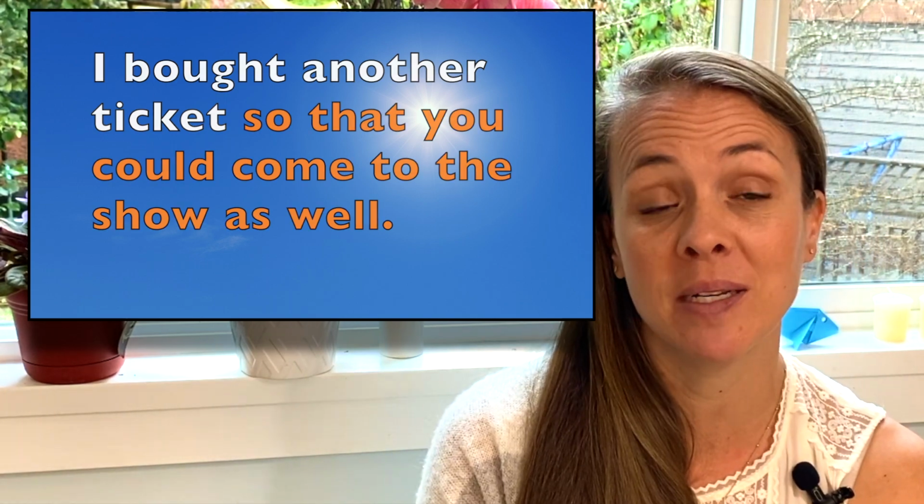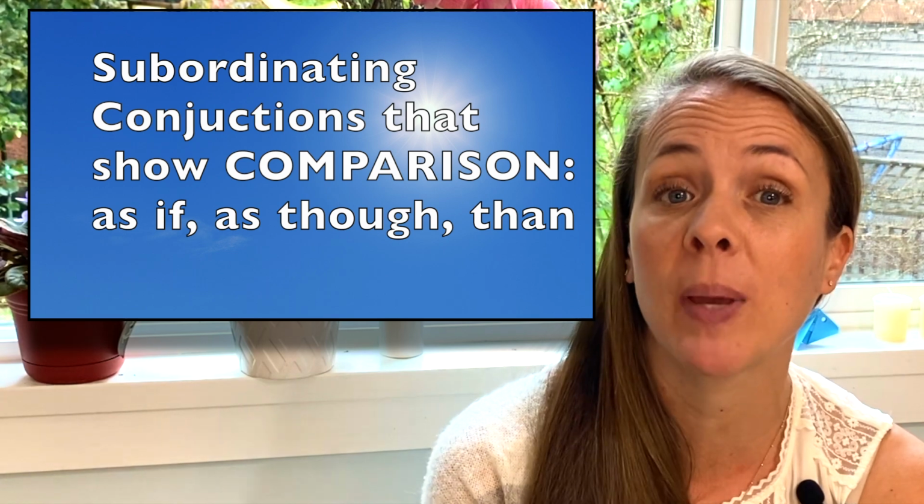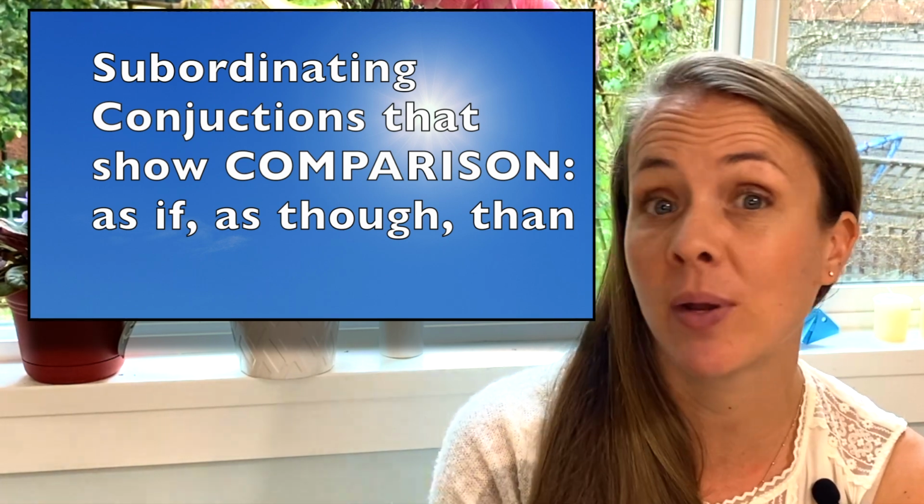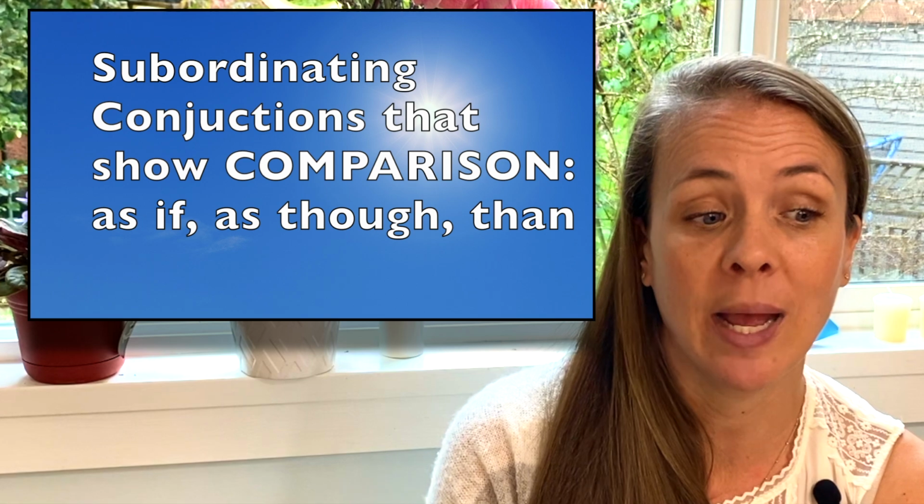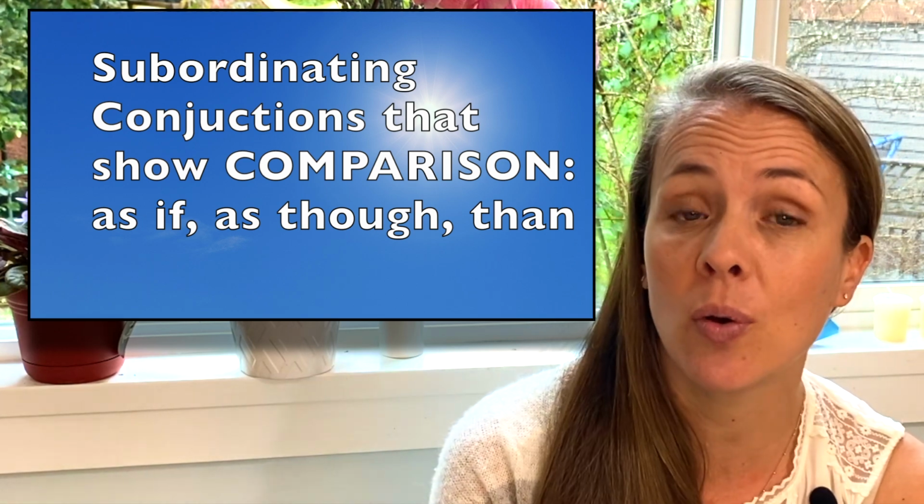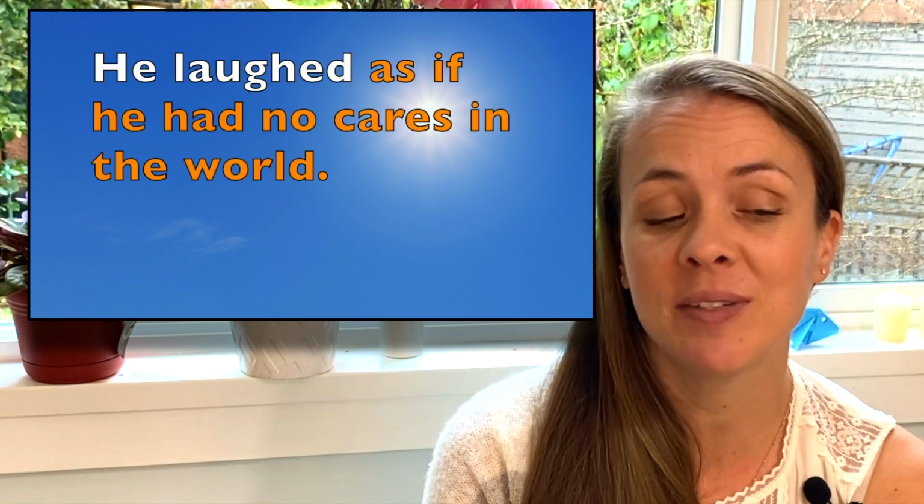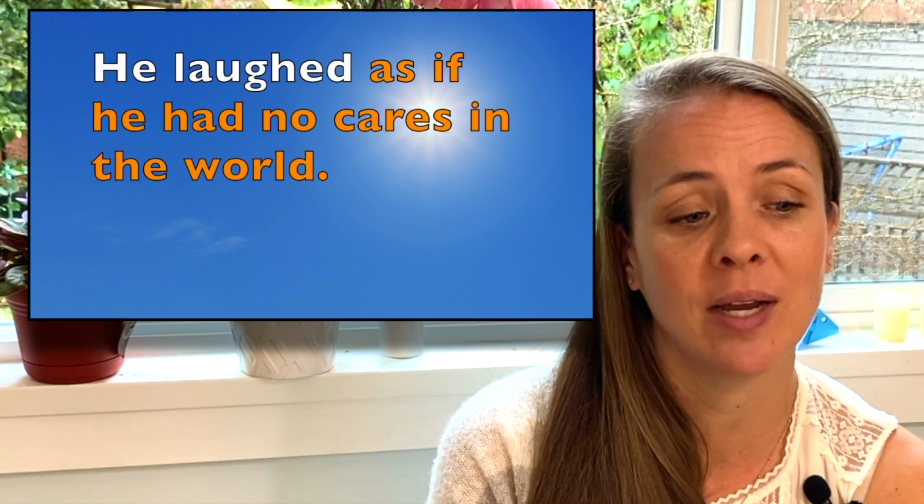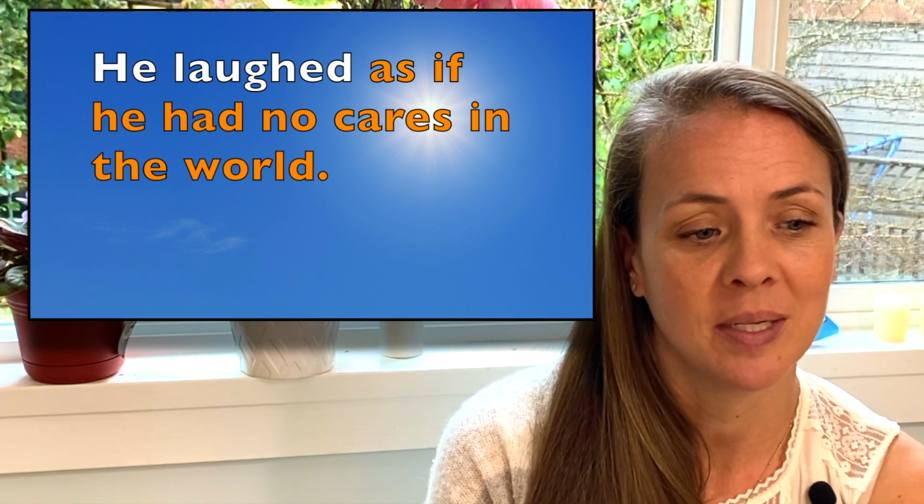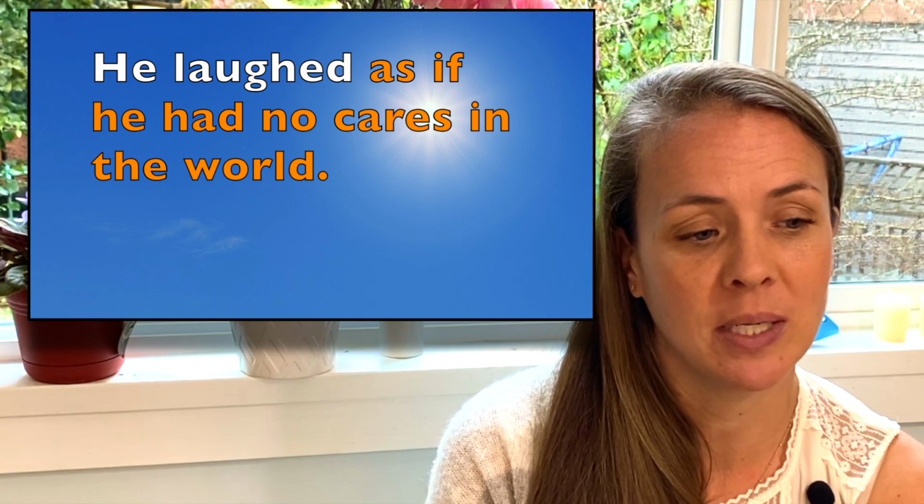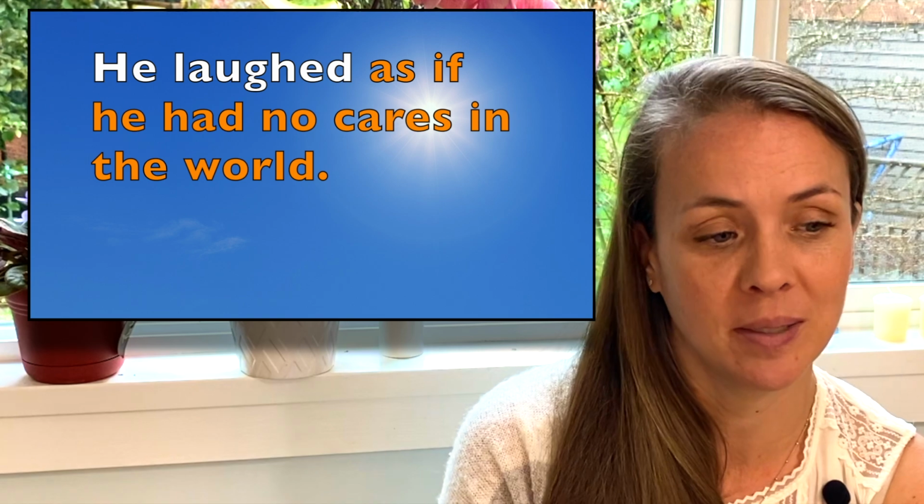A subordinating conjunction can show comparison, comparing two things. So as if, as though, than. So, he laughed as if he had no cares in the world. So that's showing a comparison.